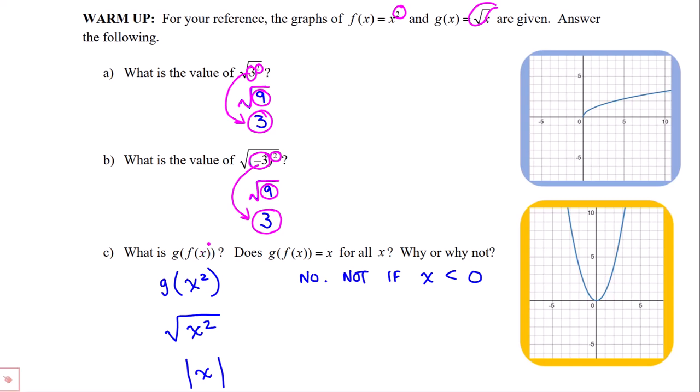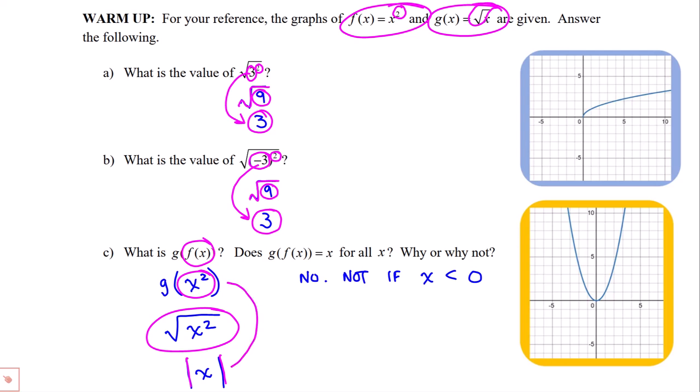So f of x is x squared. g of x is the square root of whatever you give me. And true, I get x if x is positive, but you saw just a moment ago, if x is negative, it doesn't work. To fix it, I can say that I get back the absolute value of x. That way both the positive 3 and negative 3 work when I take the composition of squaring and square rooting.